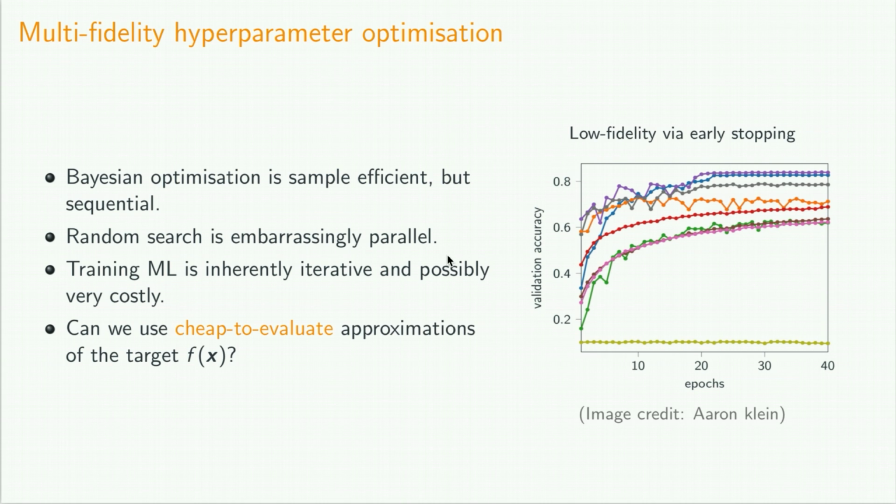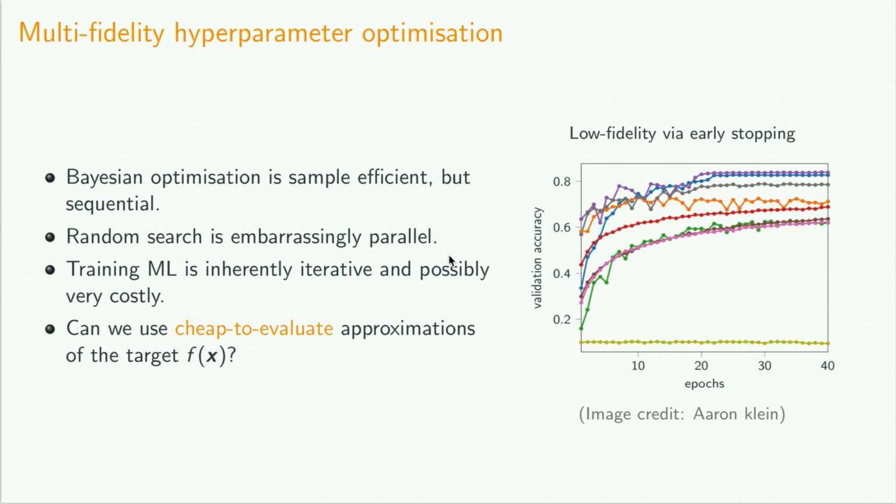Now, when you think about training ML and deep learning, a training algorithm is inherently iterative. It's costly, but iterative. And one can, for example, monitor the performance as a function of the number of training iterations or number of data points that have been observed so far. So if we think about random approaches, a question is maybe, can we use a cheap to evaluate approximation of the target function? Or can we do some form of early stopping?